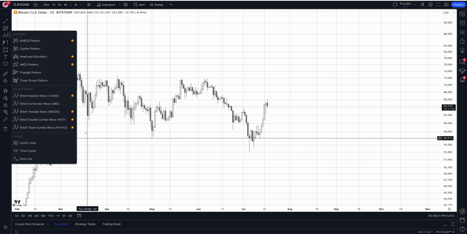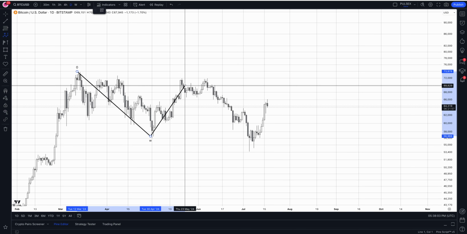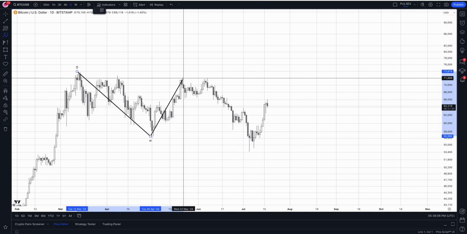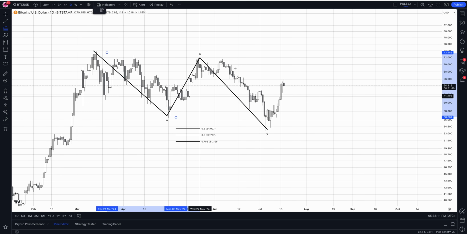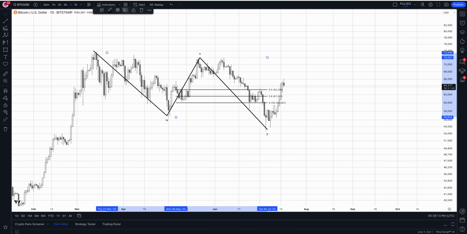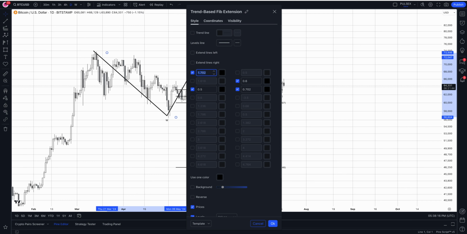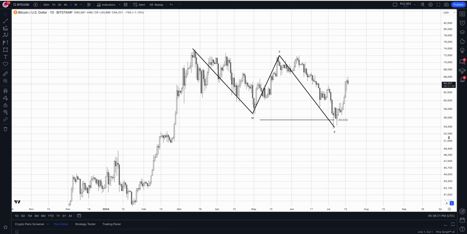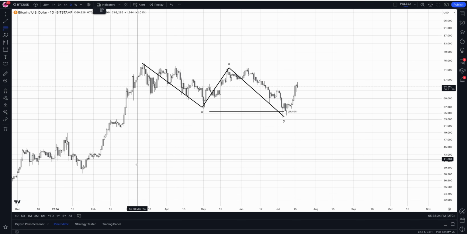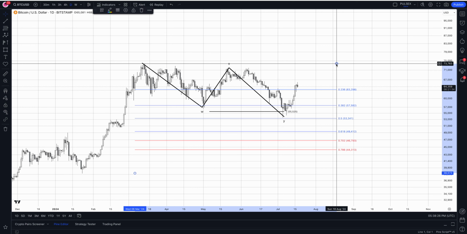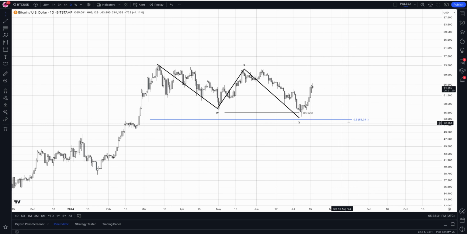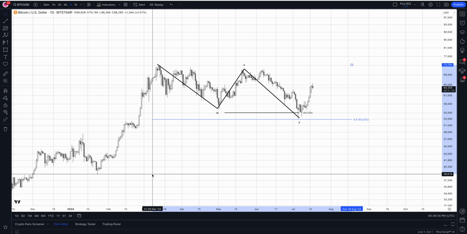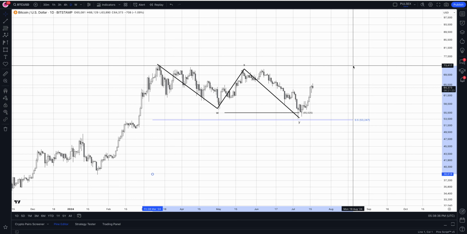We have a WXY correction. So this is your W, your X wave, and then your Y wave. Coming down to the 100% fib. And we've also had come down to the 50% fib here, which is a common target for a wave 4. As you can see, we perfectly wicked towards this 50% fib here.